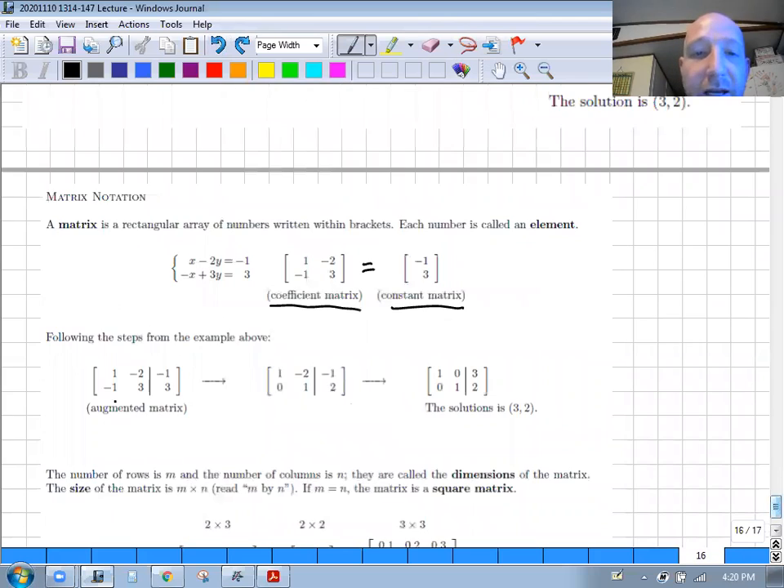So when you add 1 and a negative 1, you get a 0. When you add the 3 and the negative 2, you get a 1. When you add the 3 and the negative 1, you get a 2. So we added them together and replaced the bottom one with their sum.